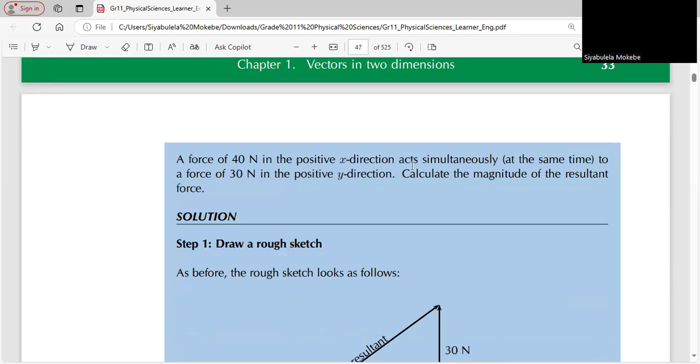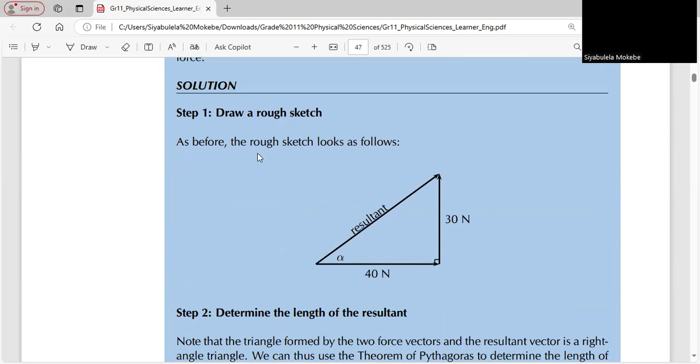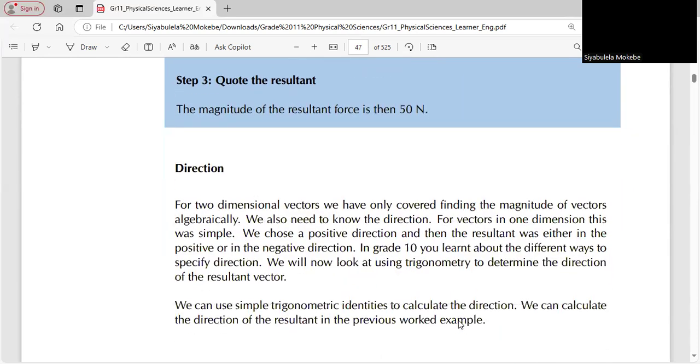A force of 30 Newton in the positive x direction acts at the same time as a force of 30 Newton in the positive y direction. Calculate the magnitude of the resultant force. As before, the rough sketch looks as follows. So that's how it looks. Note that the triangle formed by the 2 force vectors and the resultant vector is a right-angled triangle. We can thus use the theorem of Pythagoras to determine the length of the resultant. Let R represent the length of the resultant vector. Then, using Pythagoras, we get 50 Newton as the answer.